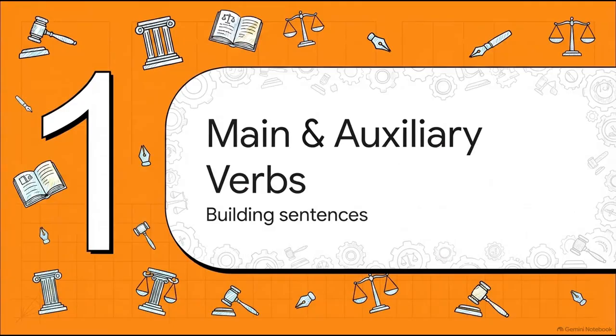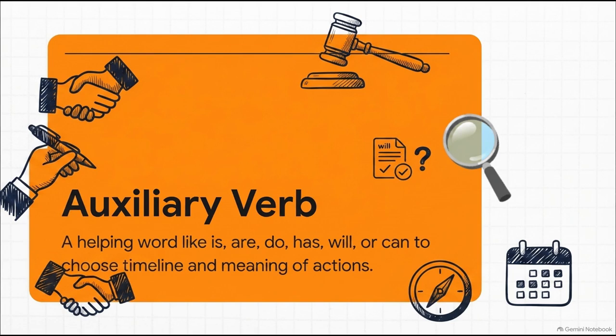Section 1. Mastering legal English. The building blocks of courtroom communication. Before you can effectively argue a complex case, you really need to firmly understand the basic moving parts of legal communication. And that means we absolutely must define the auxiliary verb right out of the gate. Think of an auxiliary as a helping word. Words like is, are, do, has, will, or can. You use these right alongside your main verb.